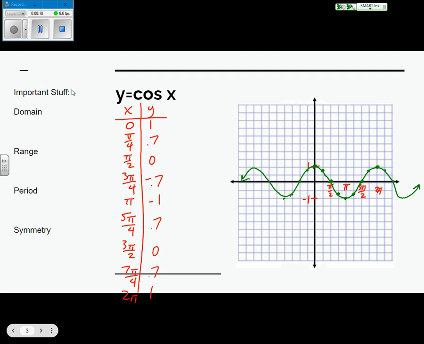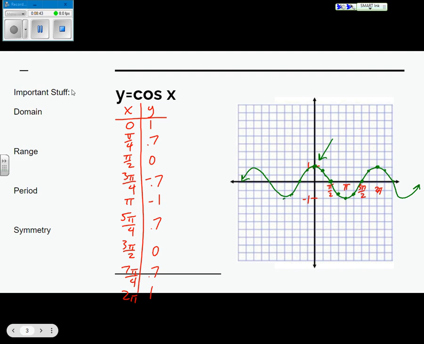And so this would be my cosine x graph. Looks very similar to the sine graph, doesn't it? Biggest thing that I see is the difference between the sine x graph and the cosine x graph is that the cosine x graph starts on a hill right there. Let's talk about the important stuff.